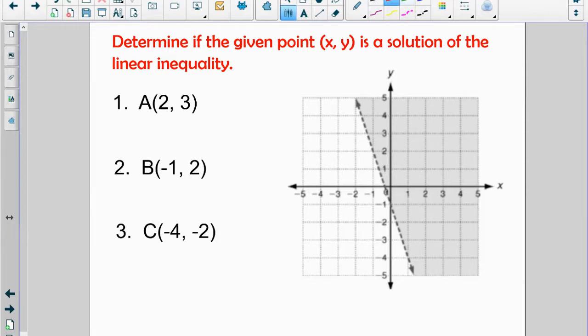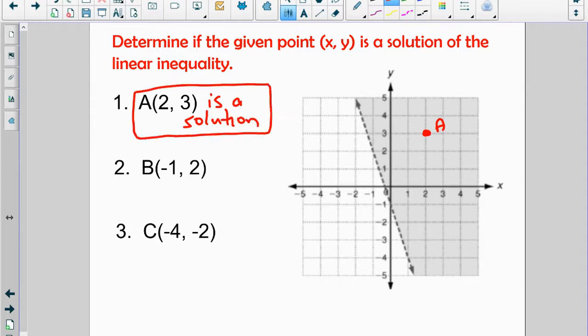So let's start by plotting points. Remember, it's always x comma y. So for point A, I'm going to go 2 in the x direction and 3 in the y direction. So there is point A. Because point A is clearly in the shaded area, it is a solution. Any ordered pairs in the shaded area represent solutions.